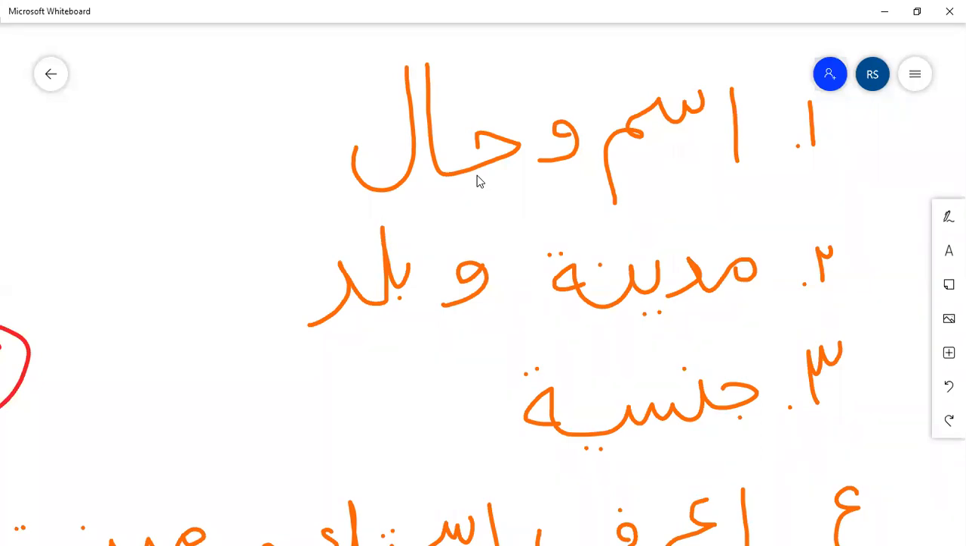Now we need two more students, which are Miss Shatia and Miss Salwa. You both will greet each other and ask each other name, country, nationality. Assalamu alaikum wa rahmatullahi wa barakatuh. Wa alaikum wa salam.